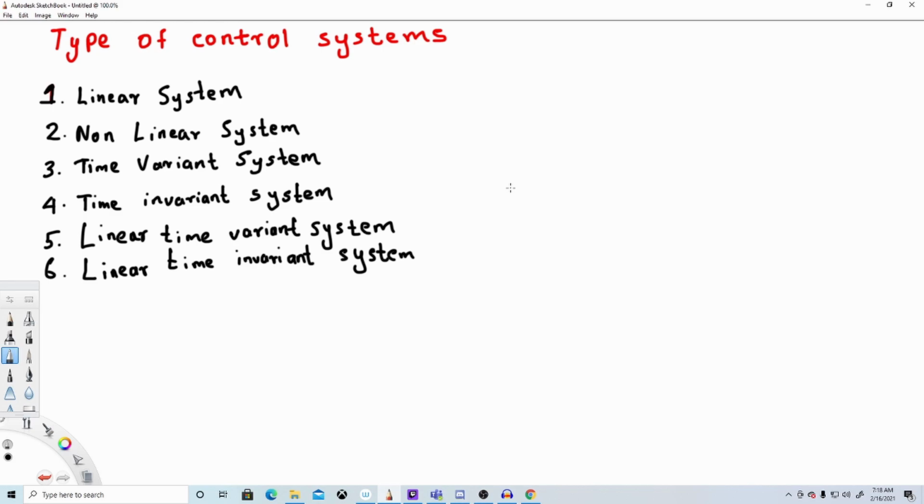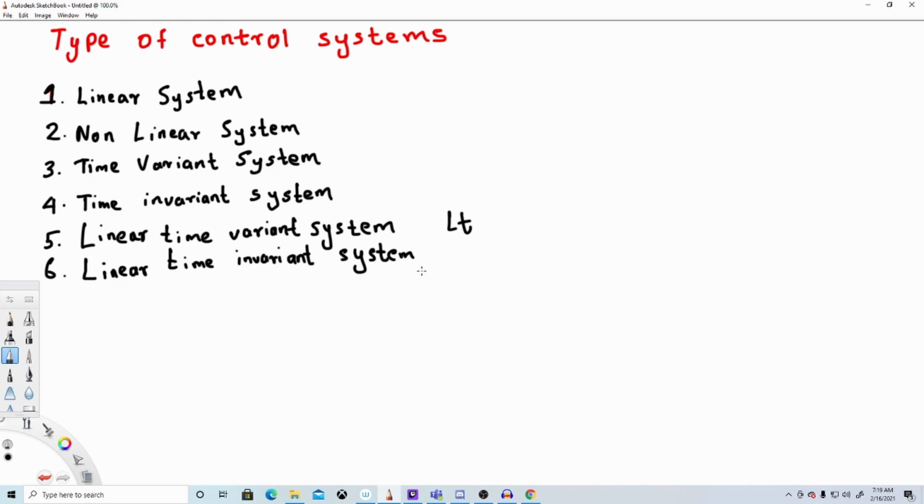In this video we are going to take a look at the types of control systems. We have 6 types of control system. The first one is linear system, the second one is non-linear system, the third one is time variant system, the fourth one is time invariant system, and the fifth one is linear time variant system. We can also call this one LTV.